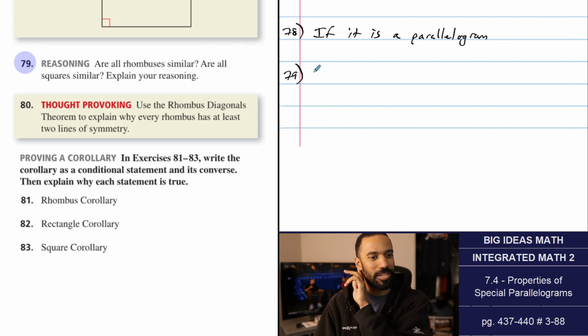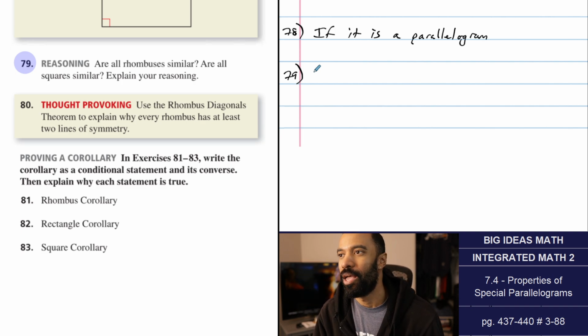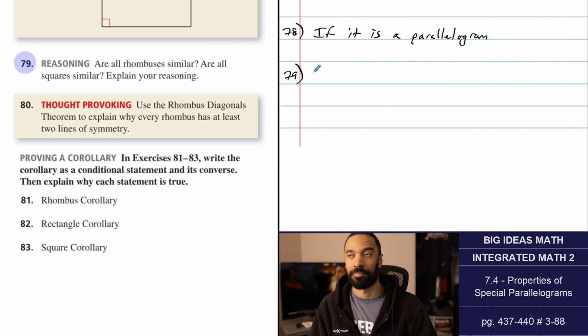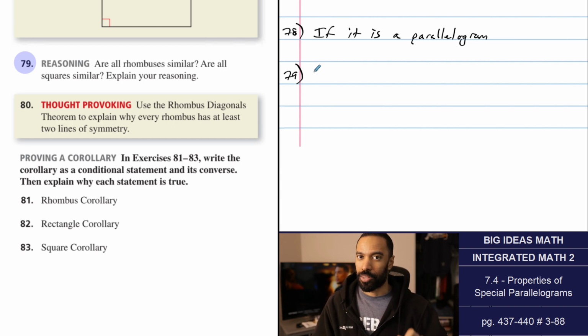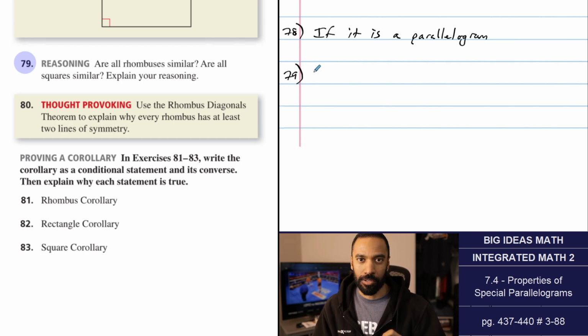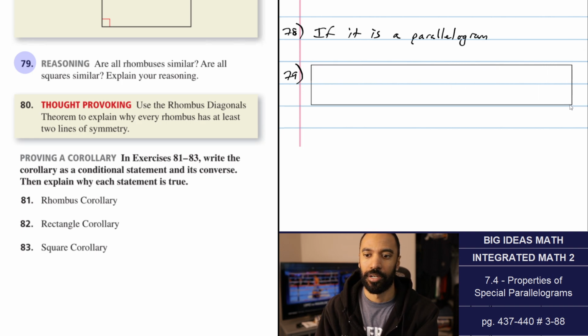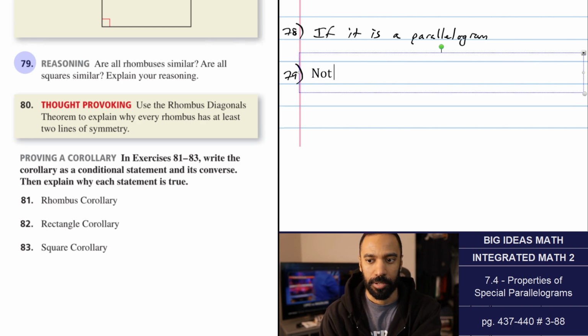Anyway, are all rhombuses similar, all squares similar? Explain your reasoning. Okay, similarity means they grow in proportion with each other, that they keep all their angles the same, that they maintain their angle basis while they do this. Rhombuses are not all similar. Rhombuses can change their angles by nature. Not all rhombuses are similar.